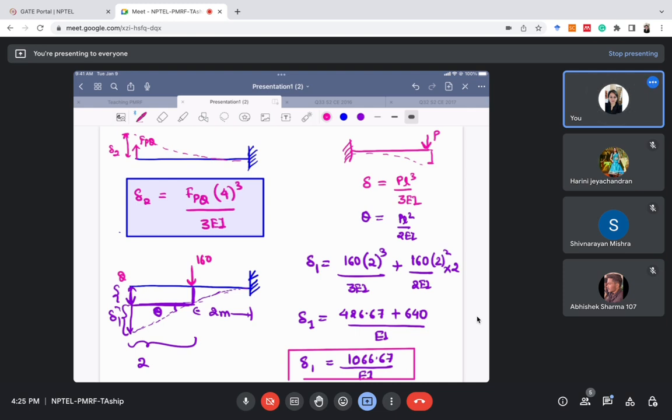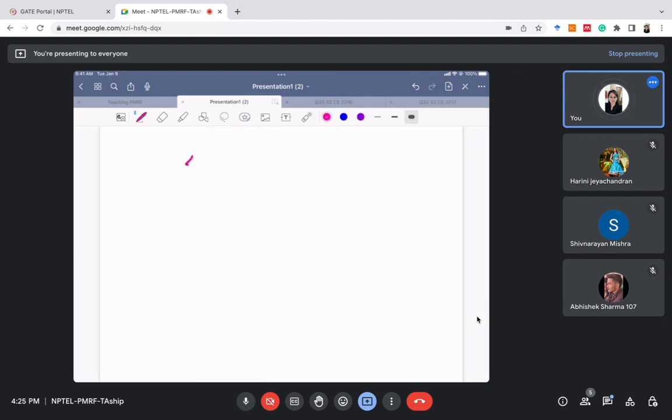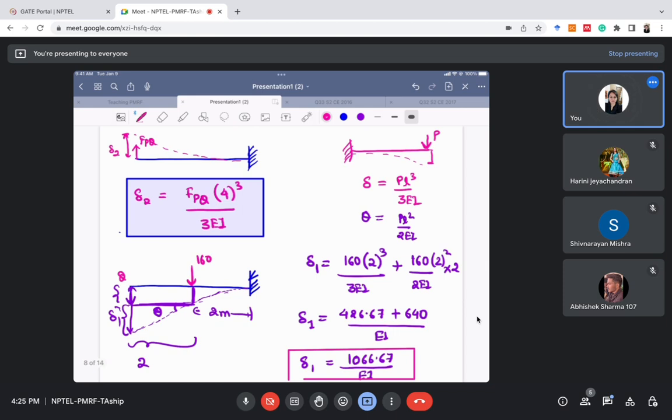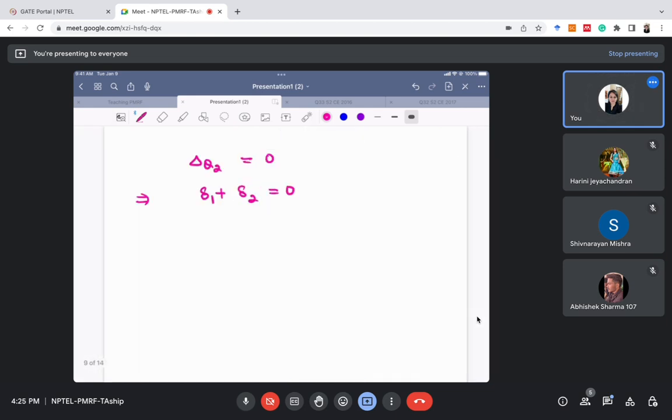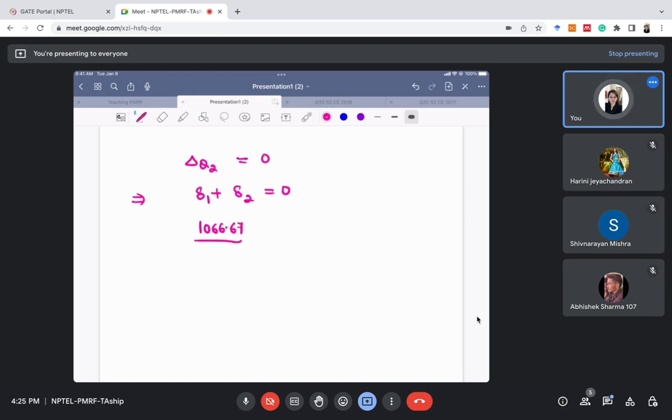So now we can put this in our compatibility condition. So what was the compatibility condition we had? We had delta Q2 equal to 0. So what is delta Q2? Delta Q2 is delta 1 plus delta 2 equal to 0. So what is delta 1? Delta 1 is 1066.67 divided by EI.